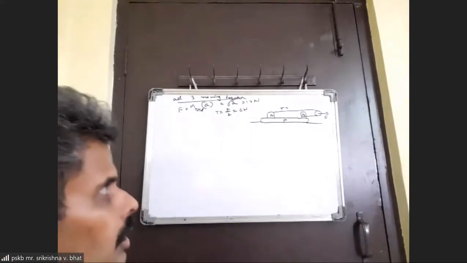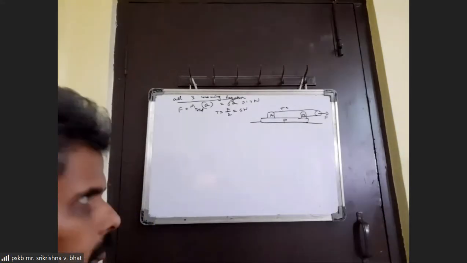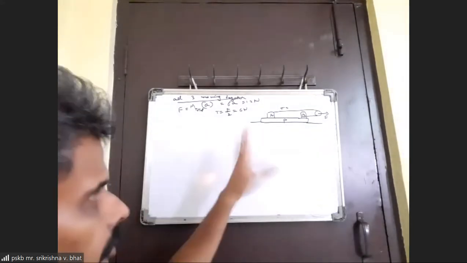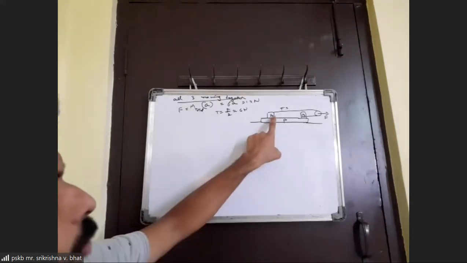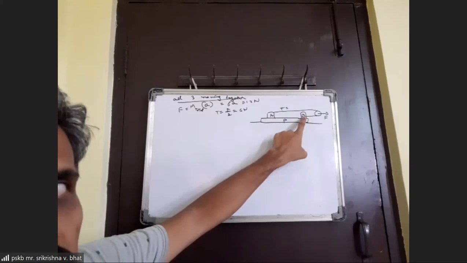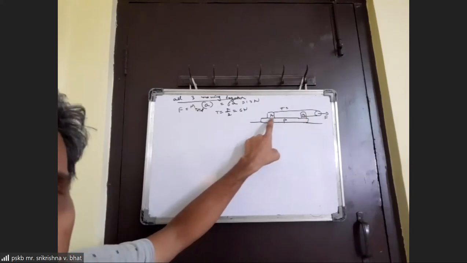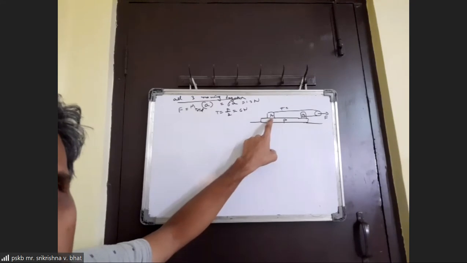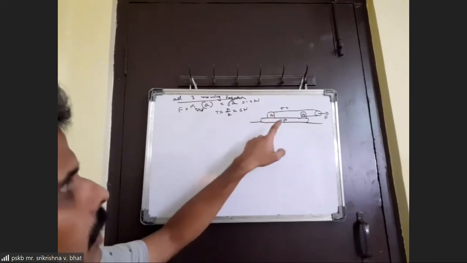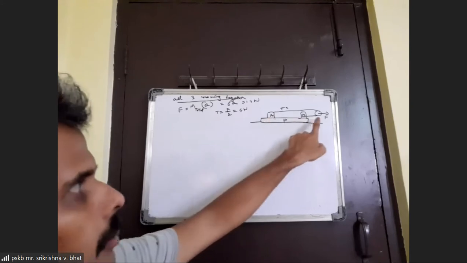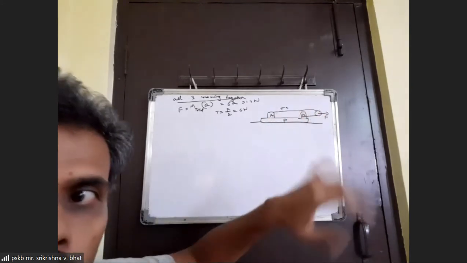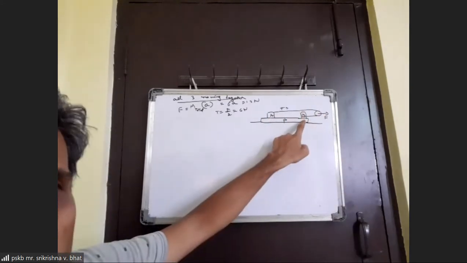Is it clear? So now what should we do next? We will consider that since this is a 4 kg mass and this is only 1 kg mass, the maximum force of static friction on A will also be higher, because maximum force of static friction is mu_s into mg, which is obviously higher for A when compared to B.